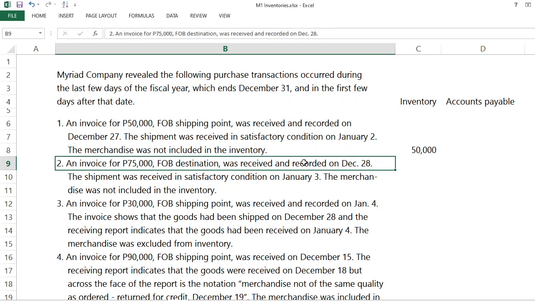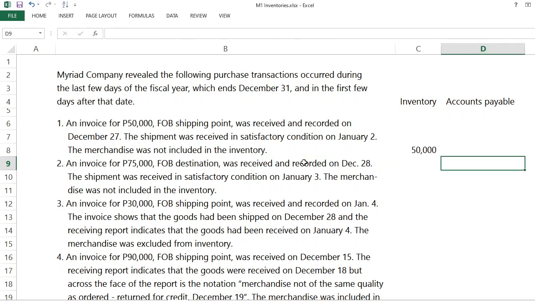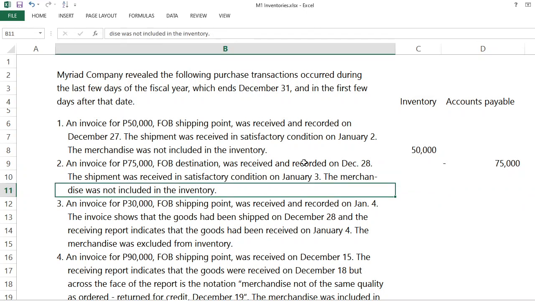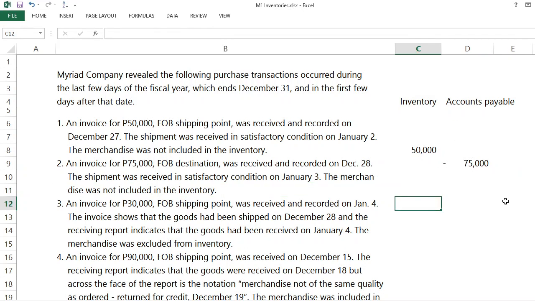Because the item is not ours yet. Therefore, minus 75,000 to our accounts payable. How about in the inventory? It says the merchandise was not included. It is right that it is not included, because it is not ours yet. So, okay? Good.